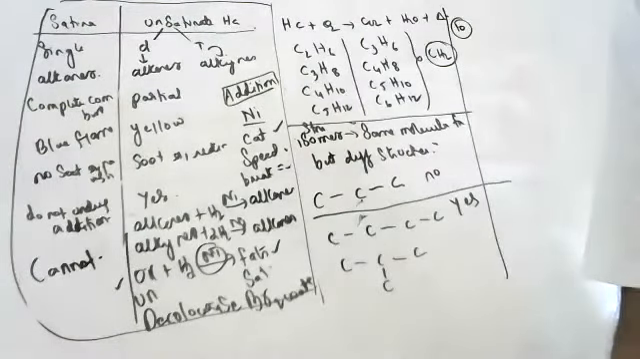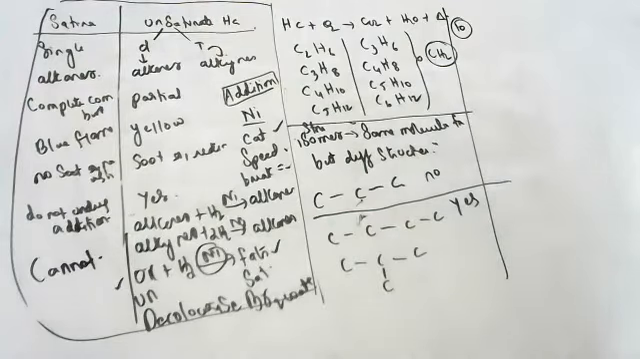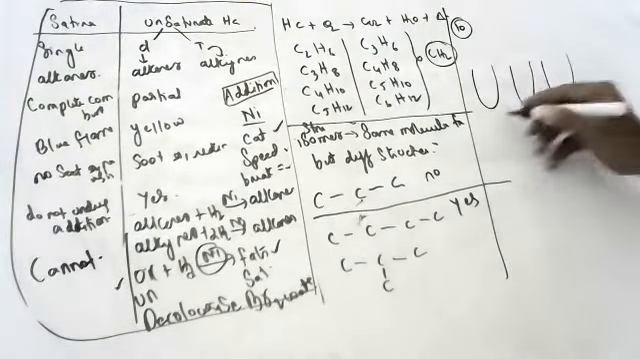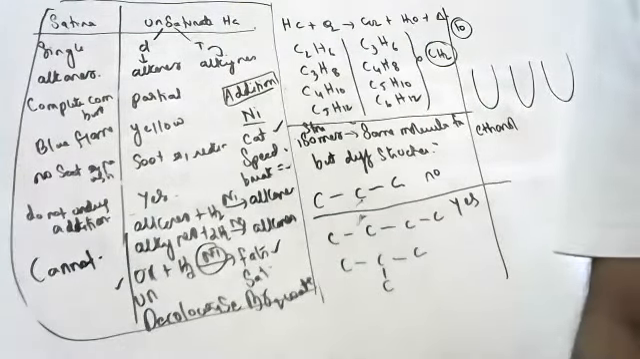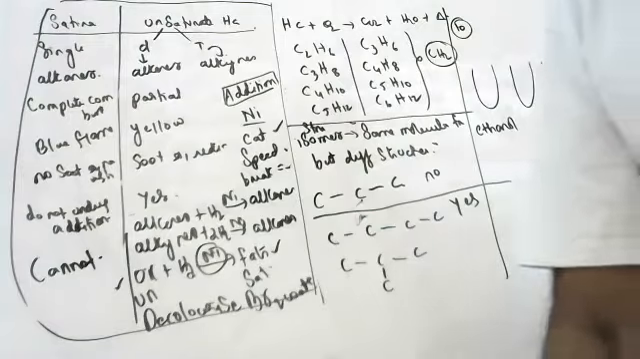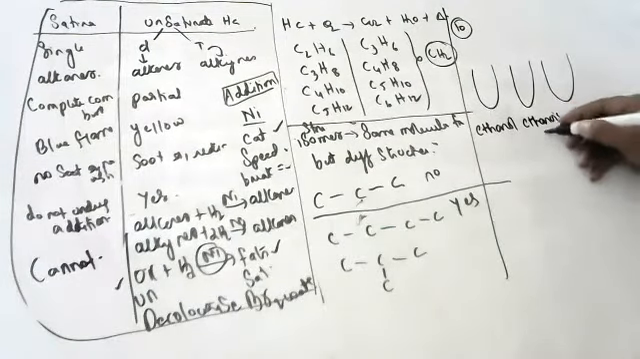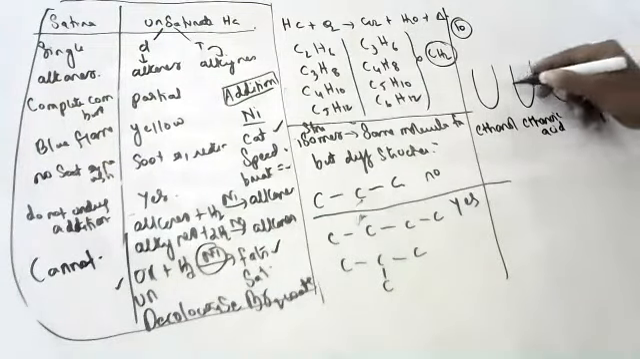Remember what I'm saying. You have 3 unlabeled test tubes containing ethanol, ethanoic acid, and soap solution. Explain how you will differentiate them. Children, in one test tube ethanol is present, in one ethanoic acid is present, and in one soap is present. How do you differentiate?